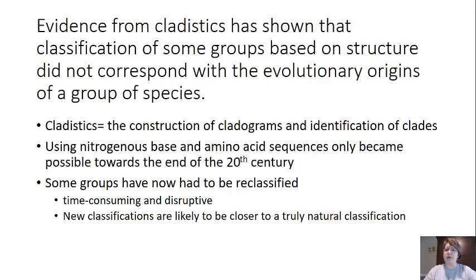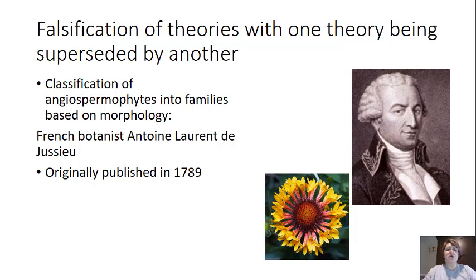And using nitrogenous base and amino acid sequences only really became possible towards the end of the 20th century. Some groups have now had to be reclassified. This is very time consuming and can be disruptive to biologists and other scientists working with this information. But those new classifications are likely to be closer to a truly natural classification, and everyone is willing to suffer through the time-consuming and disruptive part to get to that more true information. And I have an example for you. So that basis has actually led to falsification of some theories, with one theory being superseded over another.